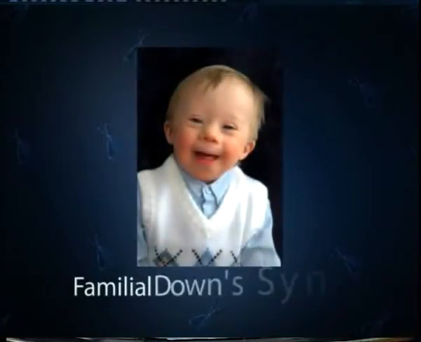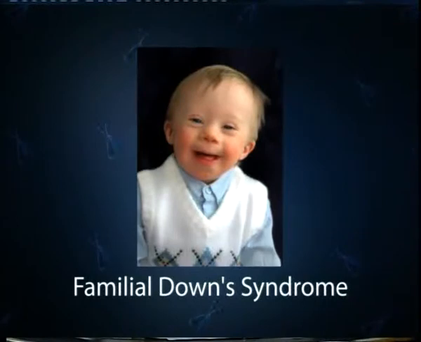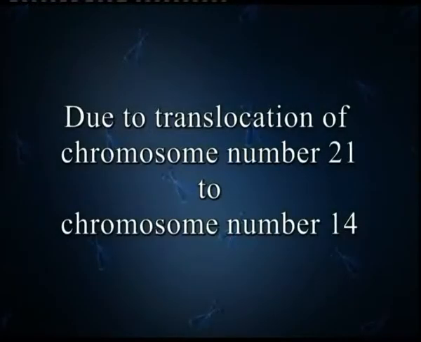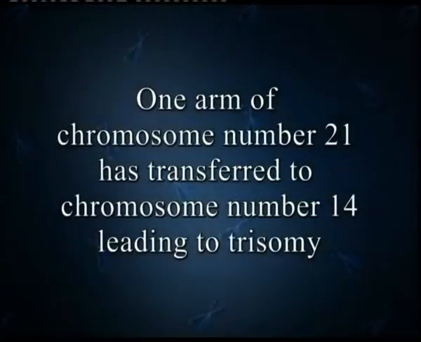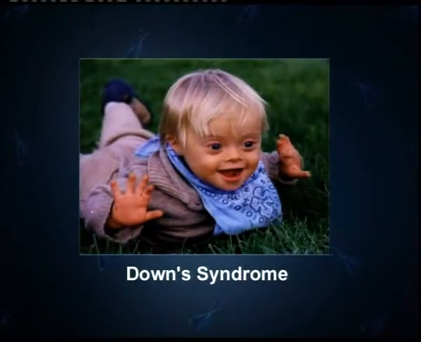We have another very important genetic disorder in humans known as familial Down syndrome. This familial Down syndrome was reported to be due to translocation of a major part of chromosome number 21 to chromosome number 14. That means one arm of chromosome number 21 has transferred onto chromosome number 14, leading to trisomic condition. Individuals carrying this type of translocation are trisomic for this part of chromosome number 21, and hence they produce characteristics of Down syndrome.